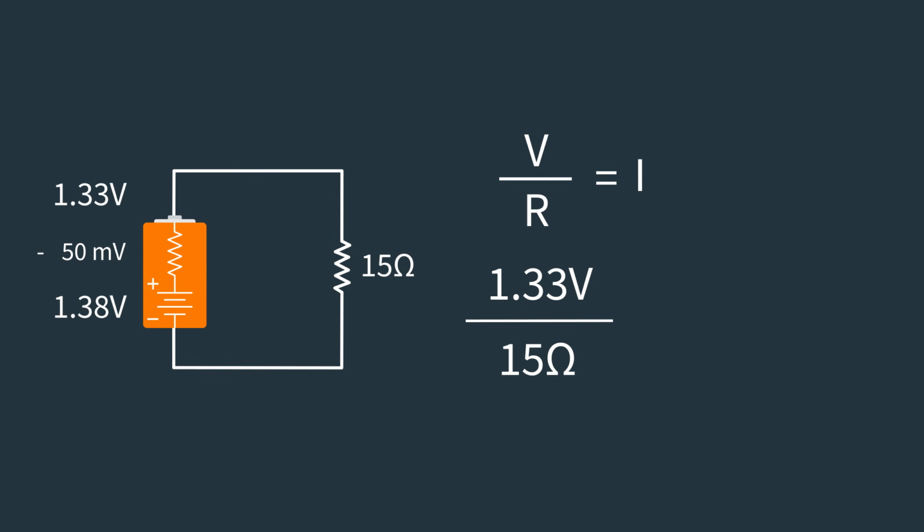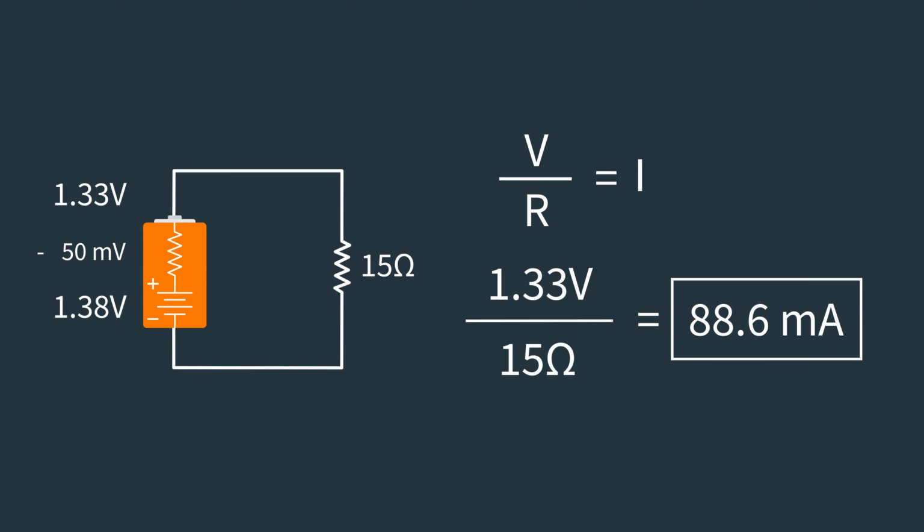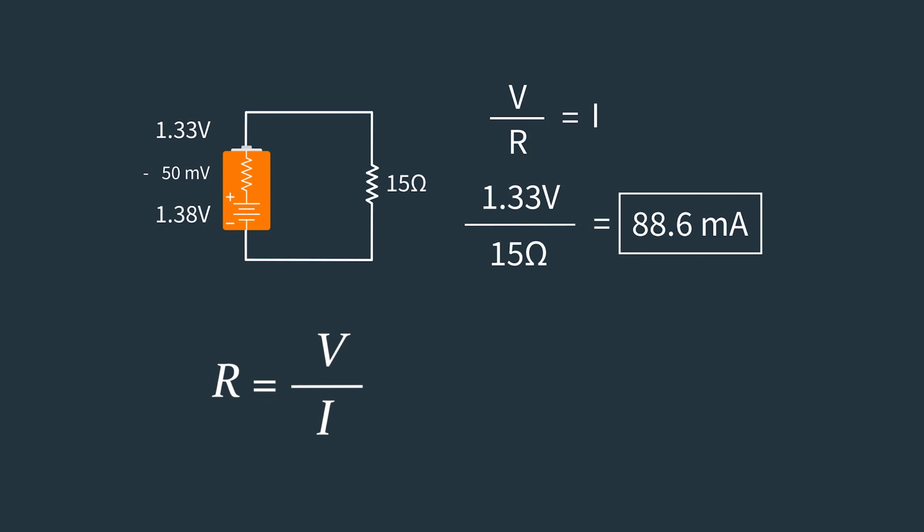Using some simple Ohm's law, making sure that I can do my math correctly, we have about 88.6 milliamps going through our load when it is connected in parallel. Now using Ohm's law through the internal resistance, we know the voltage across it. We can now find the resistance by saying R equals V over I, which is 0.05, because it's 50 millivolts, over 0.0886, because it's 88.6 milliamps. We get 0.56 ohms.